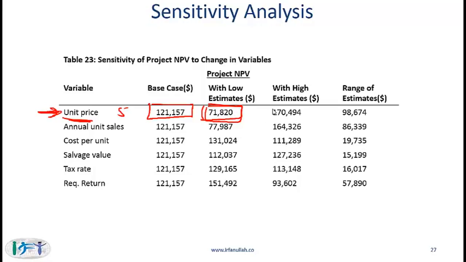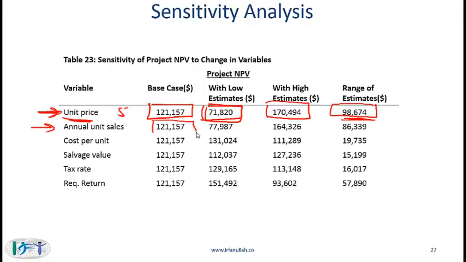What if the unit price is 550? Then the NPV goes up. So what is the range? If only the unit price changes between the low value and the high value, the impact on NPV is quite substantial. It is 98,674, almost 100,000. Then what's happening in the second row?